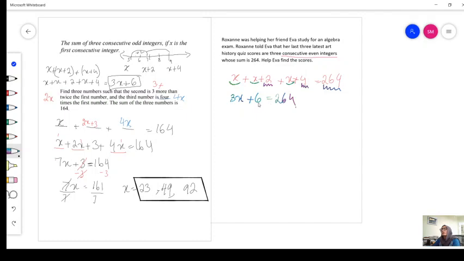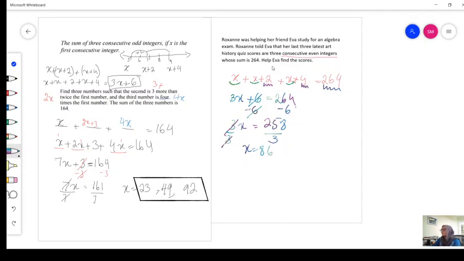Now which ones are my like terms? 6 and 264. And since they are jumping over this equal sign, I have to use opposite operation. Cancel, cancel. So I got 3x equal 264 subtract 6, which is going to give me 258. And then you divide by 3 both sides because I have to get the x. And x is equal to 86.